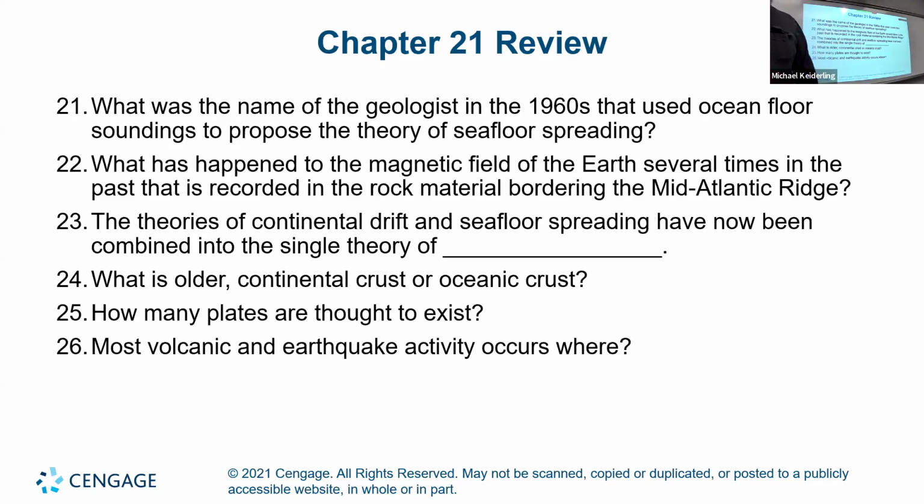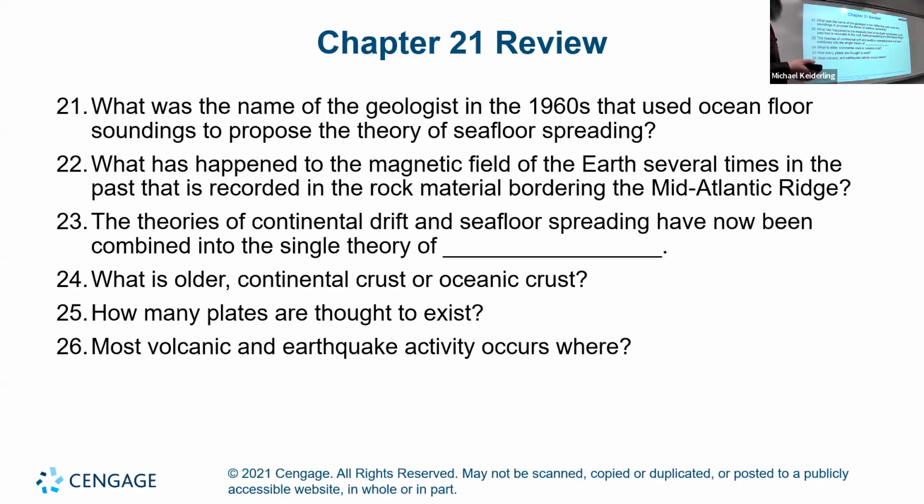What happened to the magnetic field of the Earth several times in the past, that's recorded in the rock material bordering the Mid-Atlantic Ridge, is that the magnetic field has reversed several times. And that's recorded in the magnetic fields of the rocks, because the rocks get magnetized in the direction of the magnetic field when they cool. And then when the magnetic field reverses, they get magnetized in the opposite direction, and you can measure that difference.